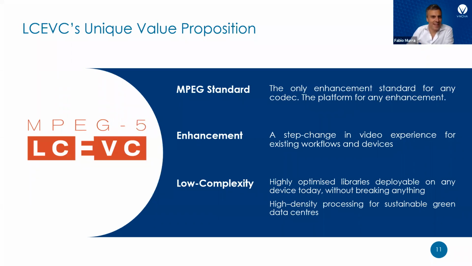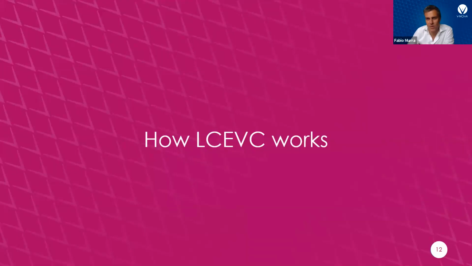So again, LCEVC is a unique value proposition because it's the first MPEG standard that is an enhancement for any other codec. It's an enhancement in the sense that it does provide compression efficiency in video delivery workflows today. But it's also low complexity, meaning that it uses highly optimized tools that can be deployed on existing architectures, on existing silicon, as a software upgrade, if you want. So how is this possible? How does LCEVC actually work?